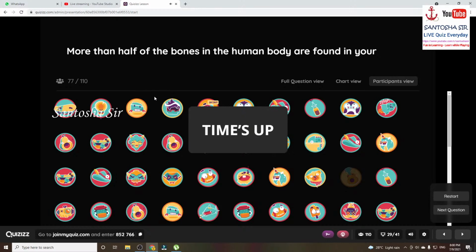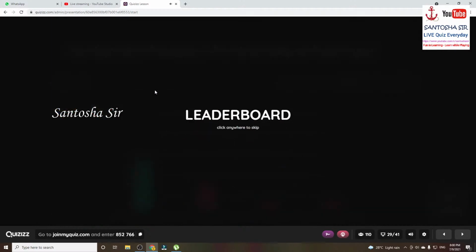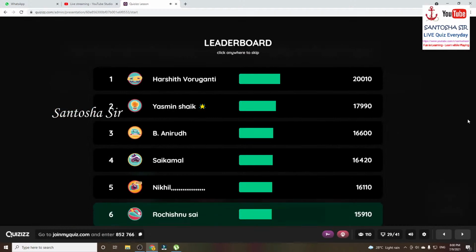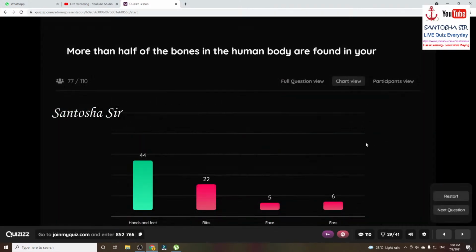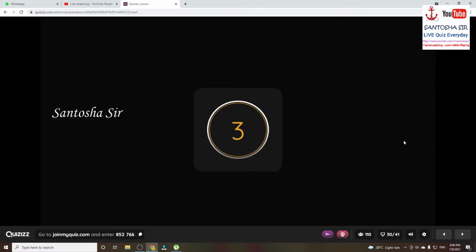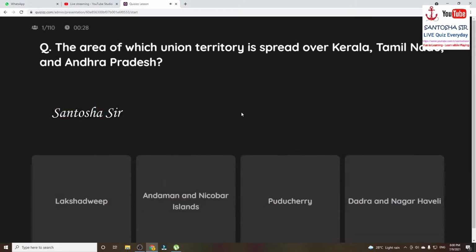There ends the time. 77 members picked it up. Sixth position replaced. 44 members made their choice correctly. Let's move on to the next one. Question number 30. Here comes now. The area of which union territory is spread over Kerala, Tamil Nadu, and Andhra Pradesh? Is that Lakshadweep, or Andaman Nicobar Islands, or Puducherry, or Dadra and Nagar Haveli? Geography.